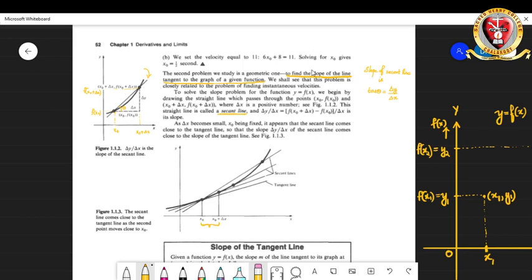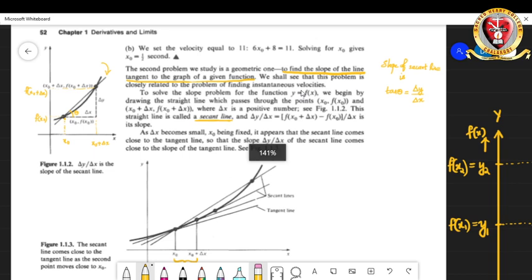So our next aim is to find the slope of the line tangent to the graph of a given function. It's very easy. We had seen such topics while we were studying in our higher secondary, so just think about all these sections as a recap of what we had done there. Okay, so how will we find the slope?